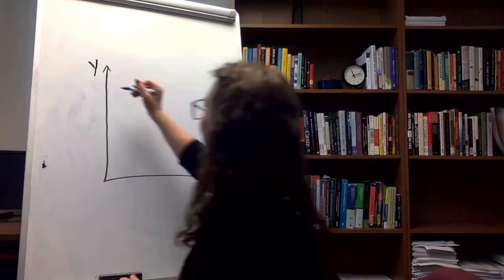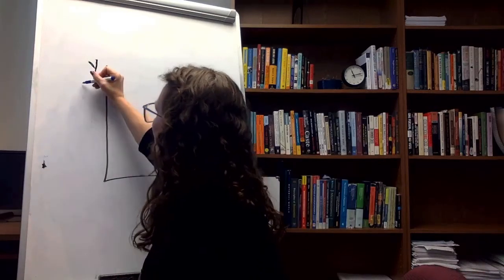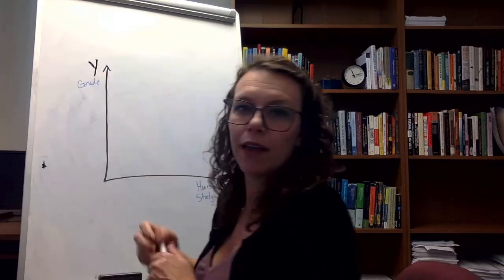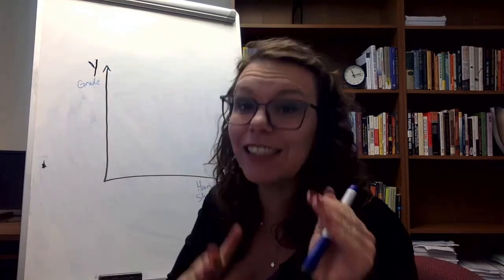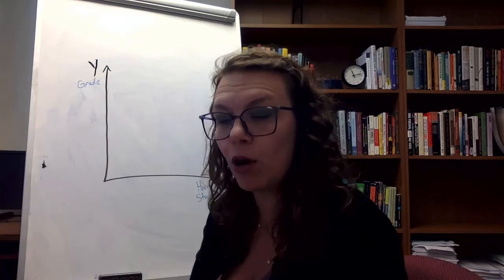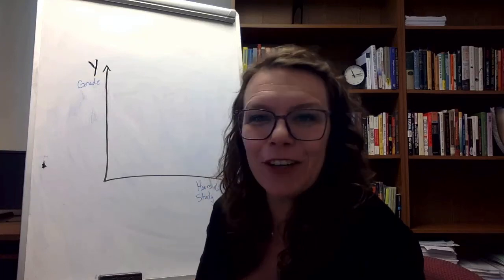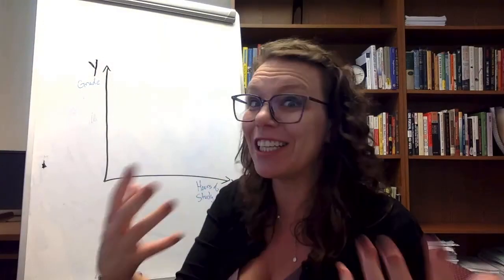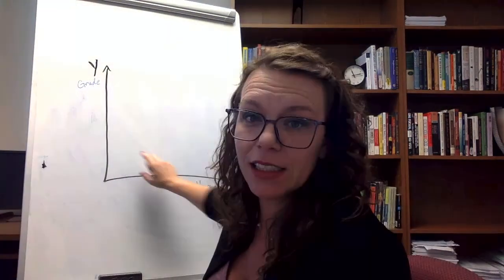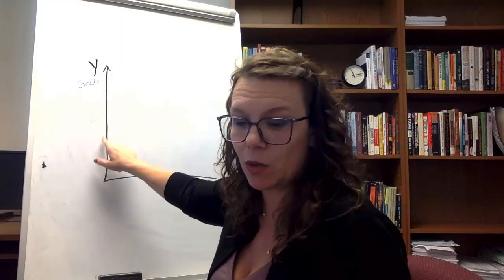And our Y is going to be our grade. And that's because X is causing Y. That's the important thing about regression that sets it apart from, say, a correlation coefficient. A correlation coefficient just says these things are similar, they're close together. A regression equation says X causes Y.